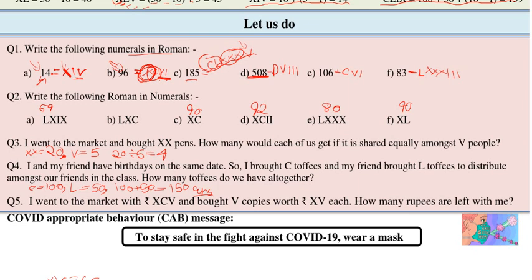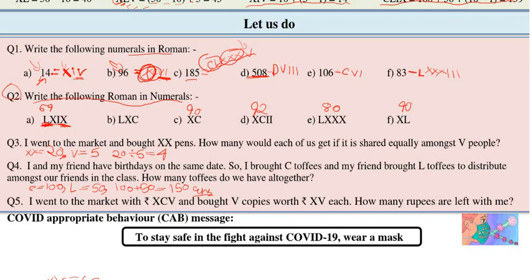Okay, now question 2, we have to write the following Roman numerals in normal numbers. Now we have LXIX. So you can see how much LX is equal to 60, 50 plus 10, IX is equal to 9, so 60 plus 9, that is going to give you 69.